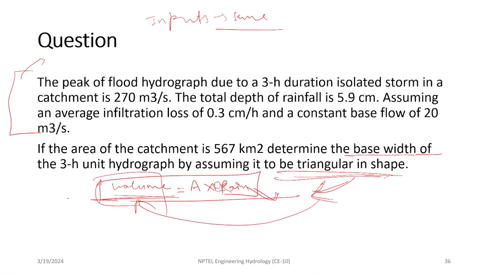Okay, so volume you can compute it. Half into base into altitude. Base we don't know, so we are assuming it as B, into what? Into QP. So in the previous question, what was QP? QP was 270 minus 20, so it will be 250 only, right? 250 meter cube per second, and again area multiplied by effective rainfall.